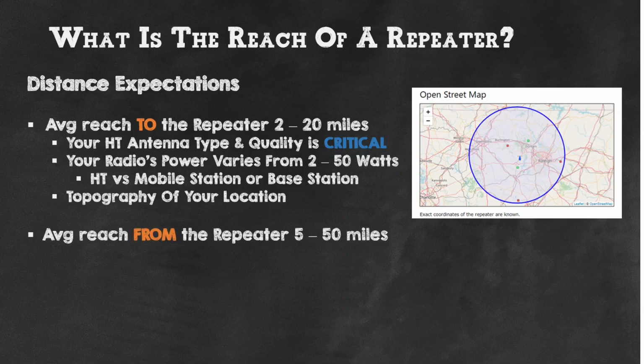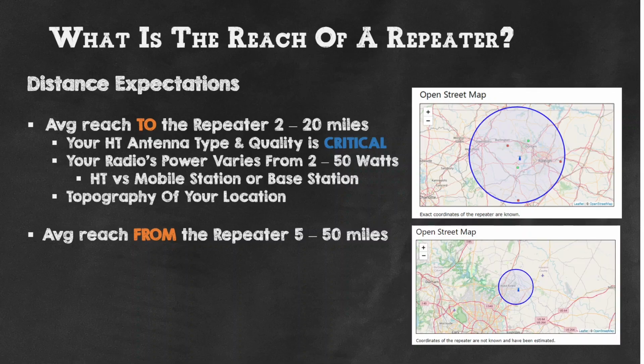Now, the average reach from the repeater, in other words, how far you can hear the repeater on your radio, is typically 5 to 50 miles. I've heard of someone reaching 65 miles from the top of a hill. They lived on the hill and everything else was down below them, and they were able to go 65 miles to hit a repeater. But again, that's where they had the topography working in their favor.